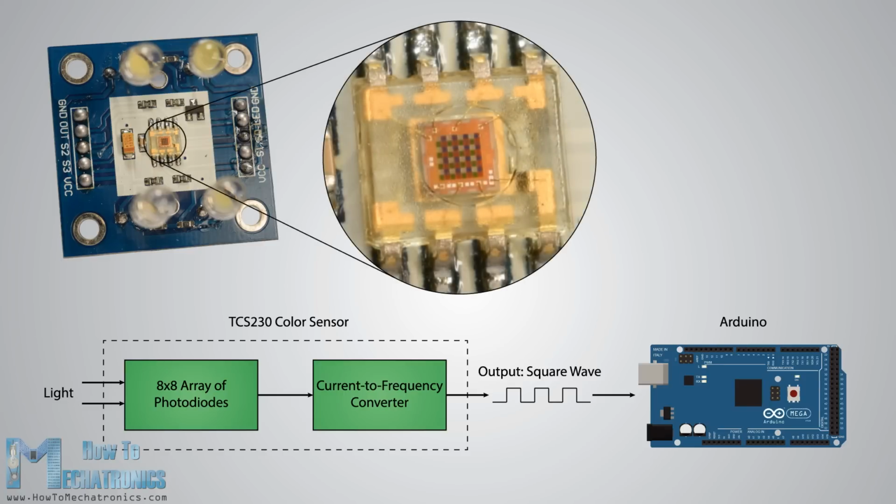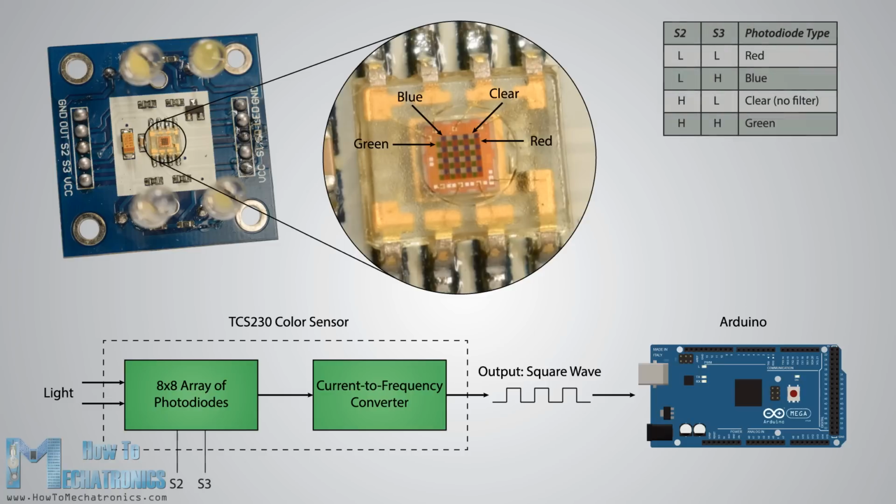If we take a closer look at the sensor, we can see how it detects various colors. The photodiodes have three different color filters. 16 of them have red filters, another 16 have green filters, another 16 have blue filters, and the other 16 photodiodes are clear with no filters. Each 16 photodiodes are connected in parallel, so using the two control pins S2 and S3, we can select which of them will be read. So, for example, if we want to detect red color, we can just use the 16 red filtered photodiodes by setting the two pins to low logic level according to the table.